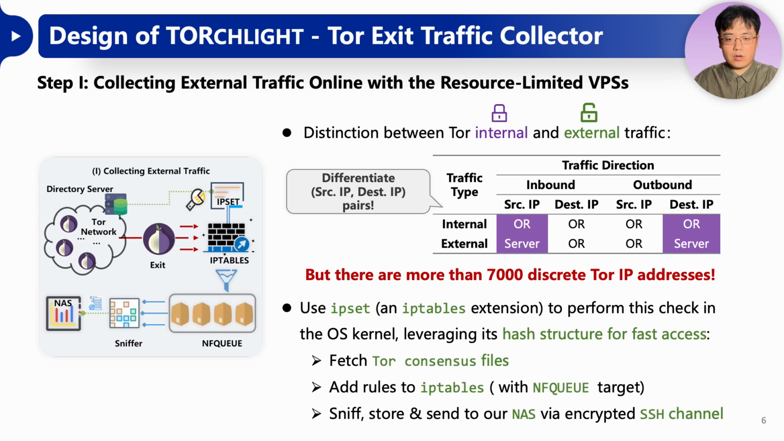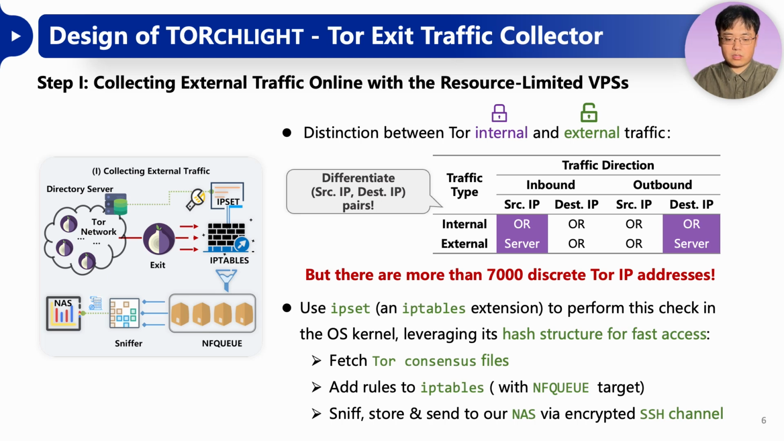As mentioned earlier, we only need to capture the encrypted external traffic, and this can save us about 50% of our storage space. As you can see in the table, we can distinguish internal and external traffic based on whether the source and destination IPs are both Tor relays. But there are more than 7,000 discrete Tor IP addresses, so we use IPset, an iptables extension, to perform this check in the OS kernel, leveraging its hash structure for fast access.